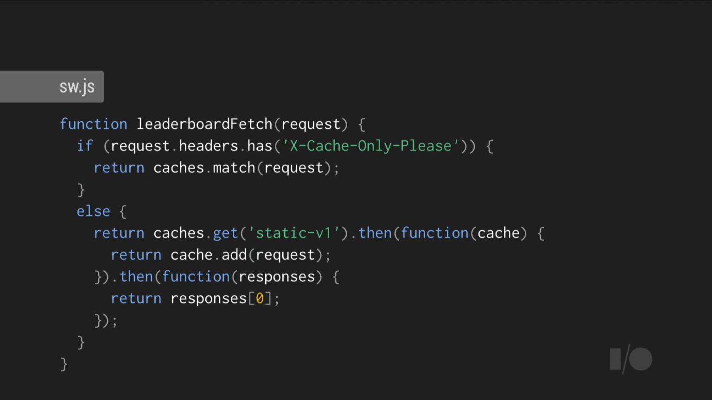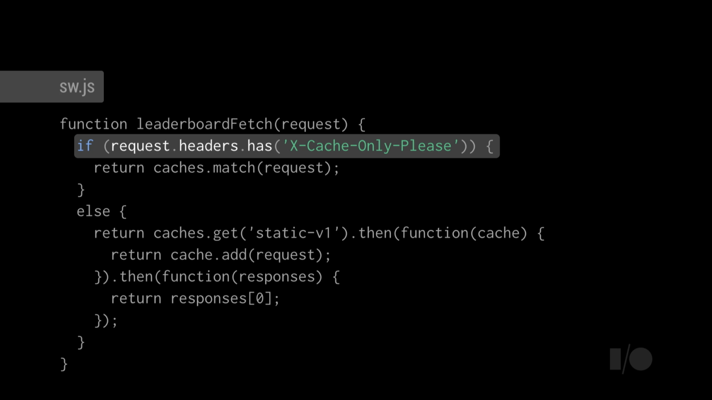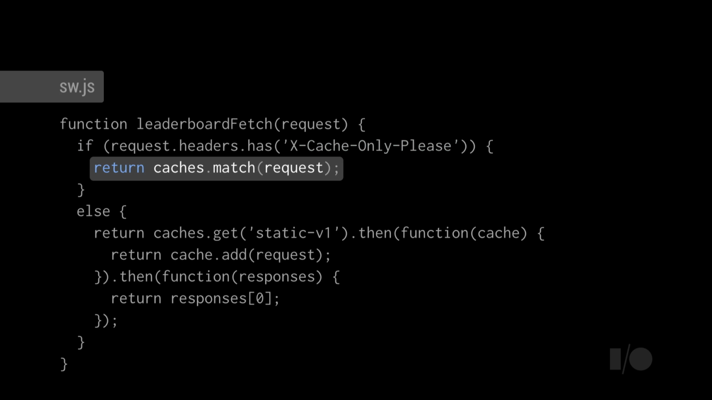And we can pick up that tag over in our service worker. So we're going to see if the request header has this magic header that we applied, and if it's there, we're going to respond just with a match from the cache. So if there's nothing in the cache, that's going to get a rejected promise, and the request will fail. But that's exactly what we want.